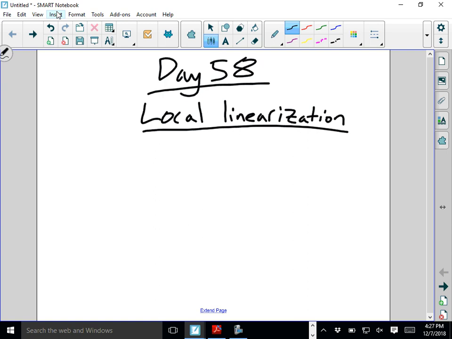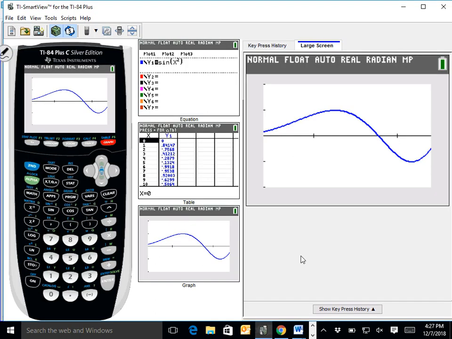The concept behind local linearization is that in calculus we from time to time deal with linear functions, but almost everything we deal with, every function, is a curve of some kind. I'm going to go back to my calculator app here real quick. I want you to take a look at it with me. When I look at the picture of this graph here, clearly this graph does not look like a line, right? This is clearly curved.